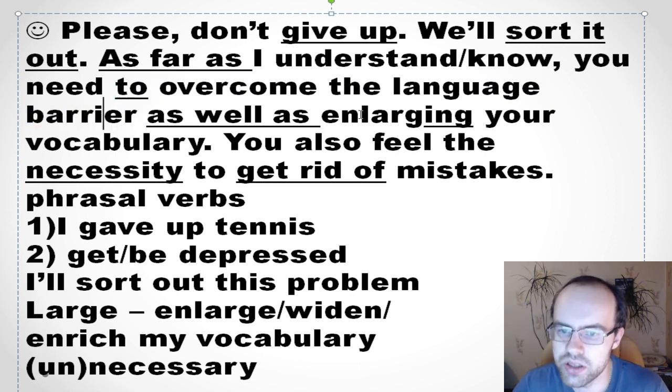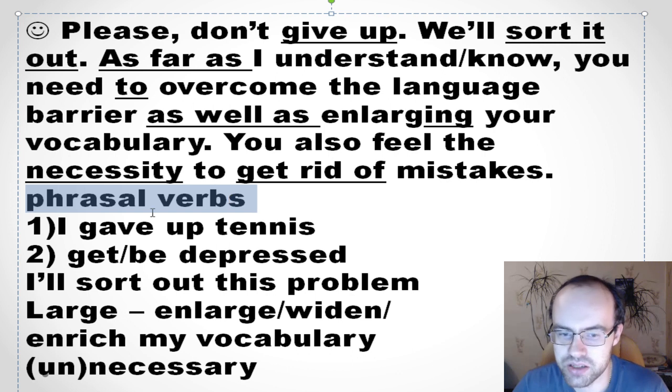First you need to overcome the language barrier, and the second thing is that you also need to enlarge your vocabulary, and we say "as well as doing something", so as well as enlarging your vocabulary. You also feel the necessity to get rid of mistakes. So "feel the necessity" means that it's also necessary for you to get rid of mistakes, to speak without them, not to make them at all. And it's also important to use phrasal verbs if you want to sound better, like native speakers maybe.